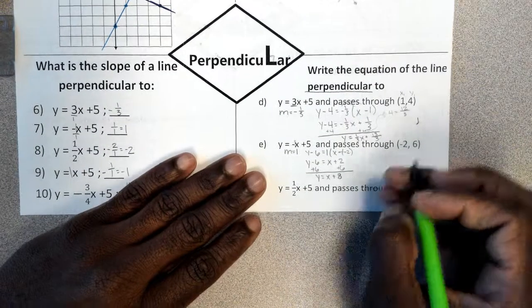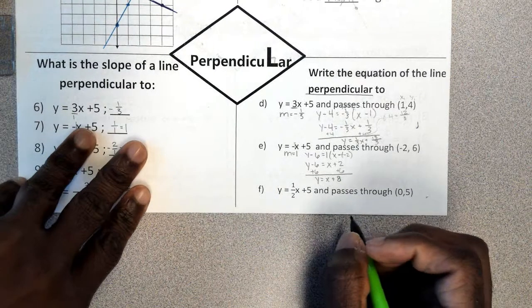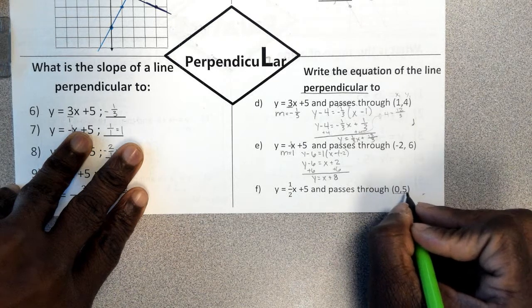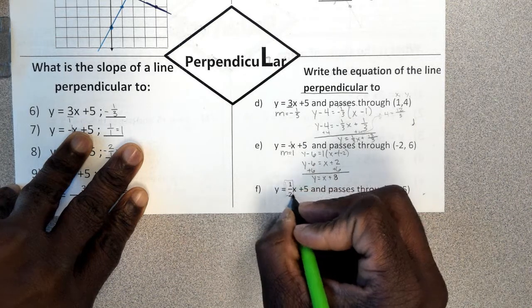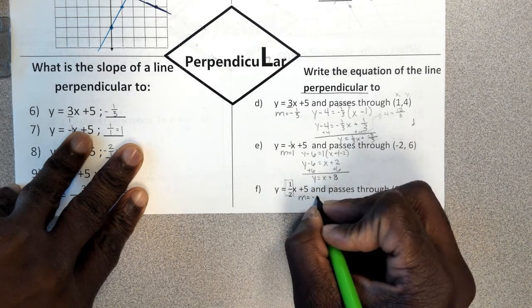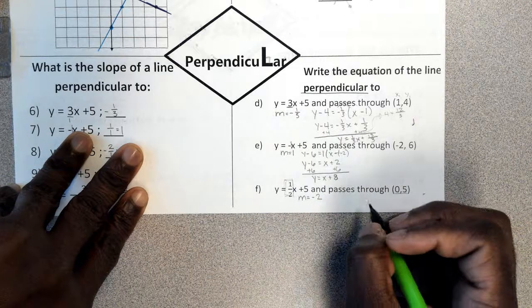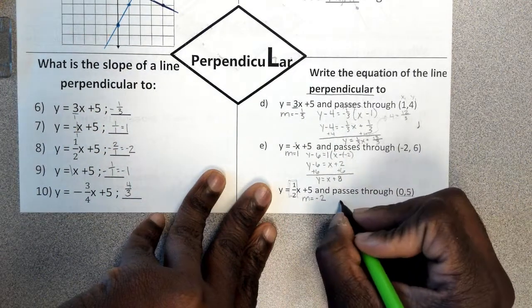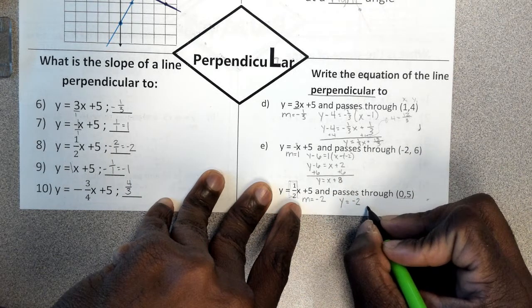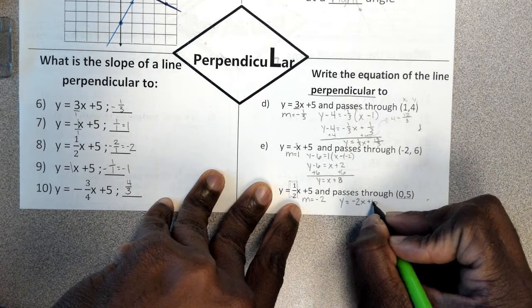And the last one. Y equals 1/2 x plus 5, passes through 0, 5. Look, we have our y-intercept here because x is 0, and so this will be our y-intercept. The slope of the line that it's perpendicular to is 1/2. So my new slope is going to be the opposite, which is negative, and then flip that fraction. It's going to be 2 over 1, which is just 2, so negative 2. And since I already have my y-intercept, I can just plug those in. I know my slope is negative 2, and my y-intercept is 5.